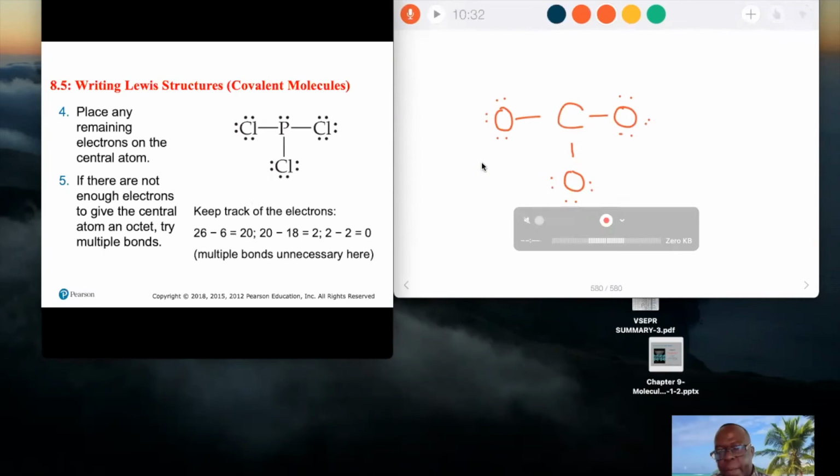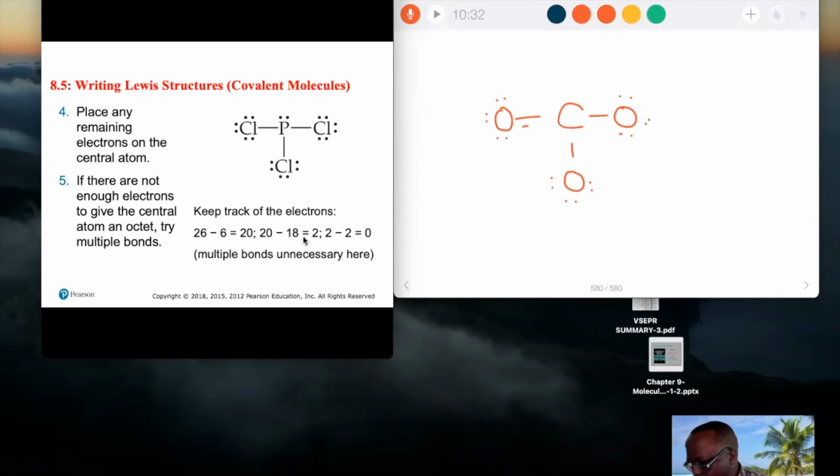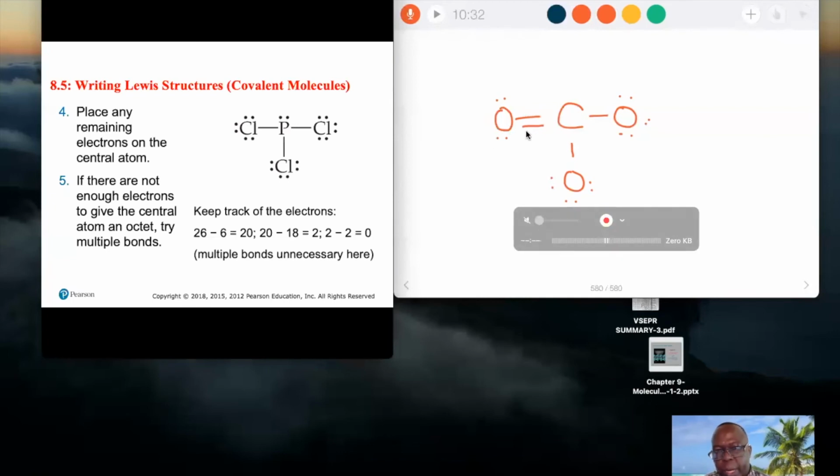You can make a double bond here, or here, or here. If I use the electrons from the first oxygen, I've used the 2 electrons from the first oxygen to make a double bond here. And carbon, 1, 2, 3, 4, satisfies the octet rule.